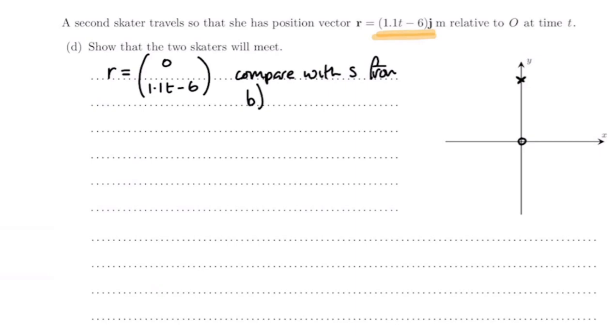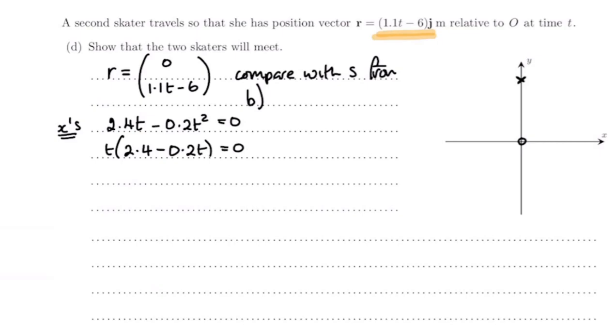Okay, so we're going to look at either the x's or the i's and the y's or the j's. So we'll look at the x components. What you've got is 2.4t minus 0.2t squared equals 0. Looks like a quadratic to me, so we're going to solve that. We take t away as a common factor, so we get 2.4 minus 0.2t equals 0.